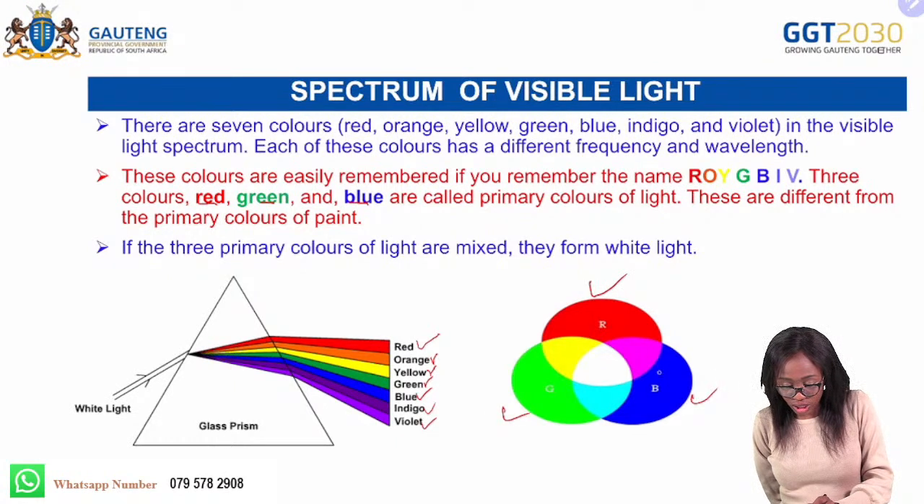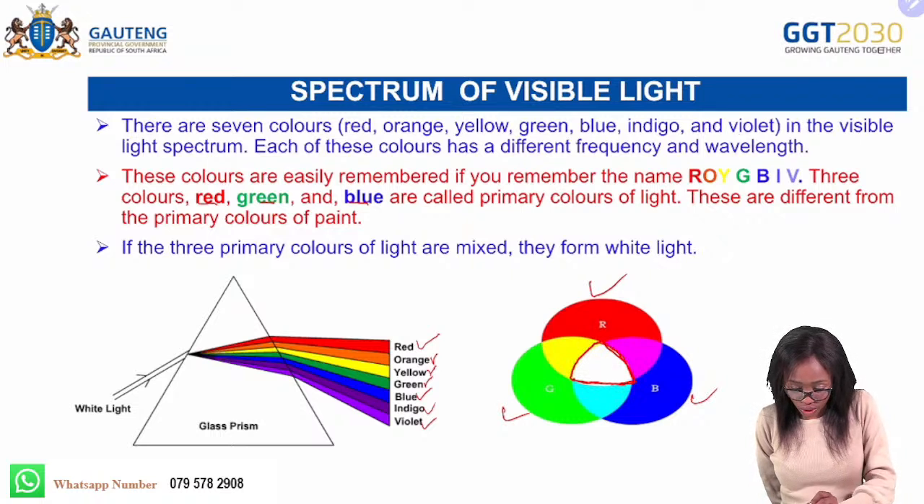If we mix red and blue, we get a different color. If we mix green and blue, we get a different color. If we mix green and red, we get a different color. But if we mix all these 3, this is the point where I want us to focus.